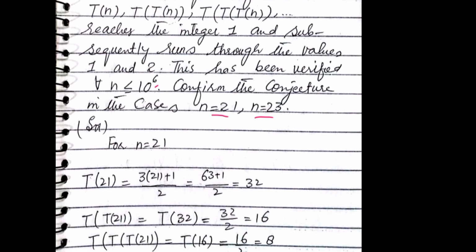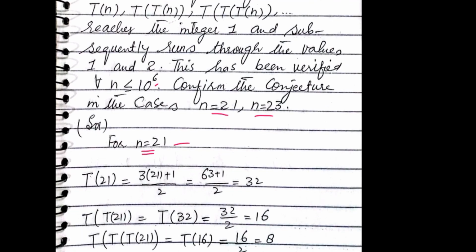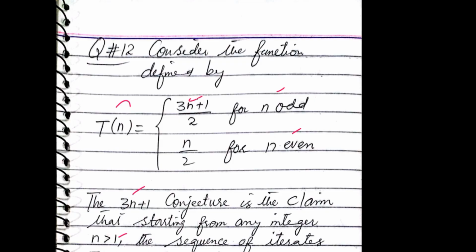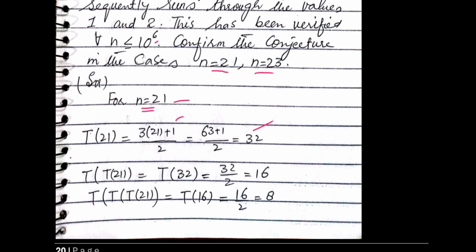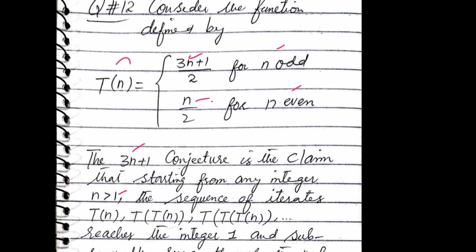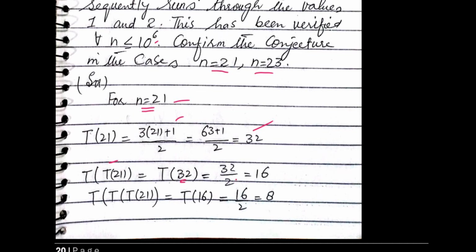So we start for n is equal to 21. As n is equal to 21 is an odd integer, we substitute n is equal to 21 in this part. This becomes 3 into 21 plus 1. This becomes 63 plus 1 by 2, that is 64 over 2 gives us 32. Now again we apply mapping T on both sides. This becomes T of 21 equal to T of 32, as 32 is again an even integer. This is an even integer now, so we use the mapping n by 2. So this gives us 32 by 2, that is 16. 16 is an even integer, so when we apply T again, we have T of 16, that is equal to 16 by 2, which is equal to 8.